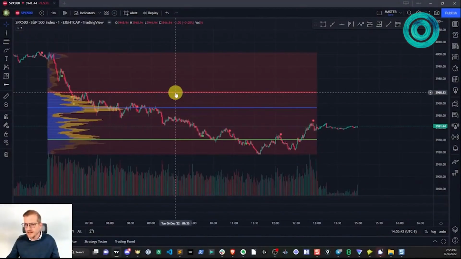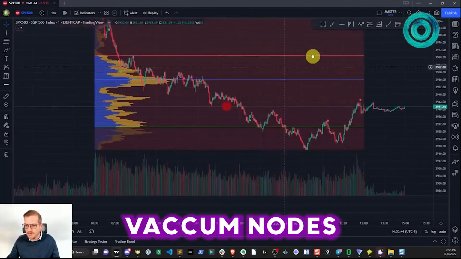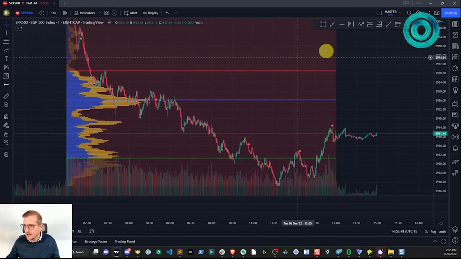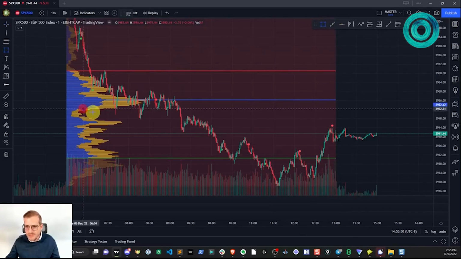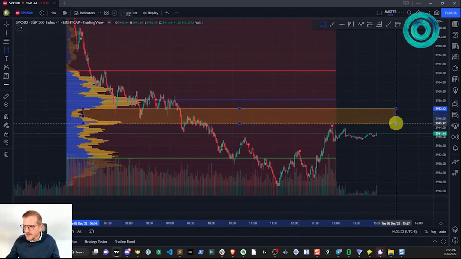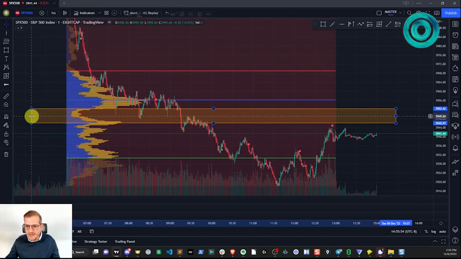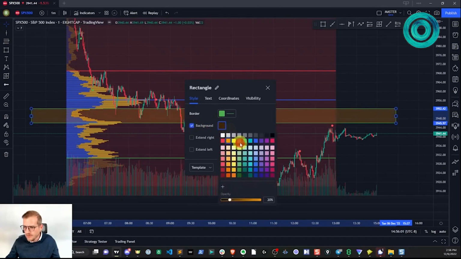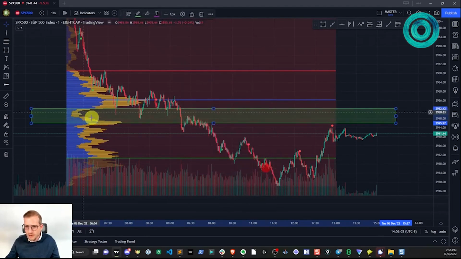Now, we really like volume profiles because they show us areas where price is likely to reverse. And what do I mean by that? Well, let's go ahead and look at these things called vacuum nodes. Now, if we look at a vacuum node, and I'm going to draw one out right here. It's basically this void that occurs in the profile, and you can see it. Let me change the color so it's a little easier to see. Border down to green. Okay, there we go. So there's a void here.